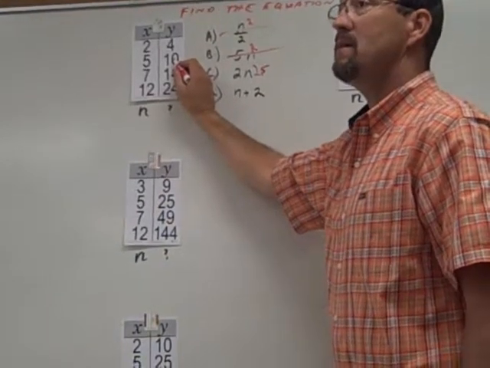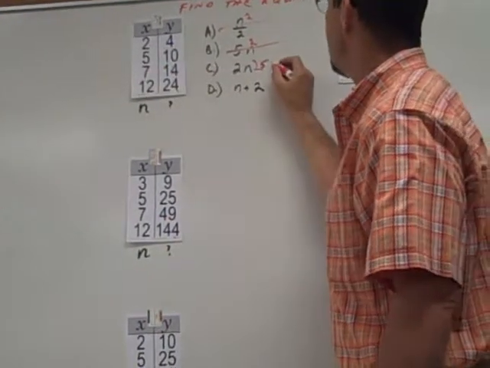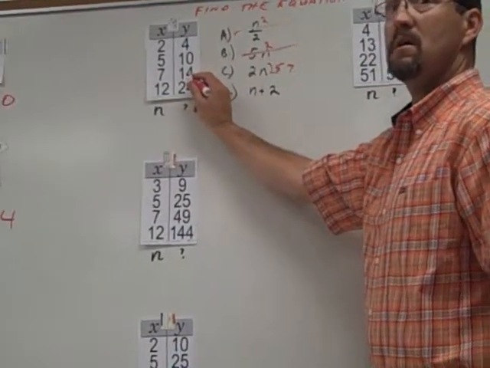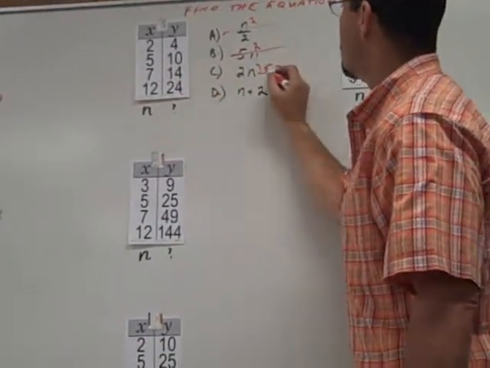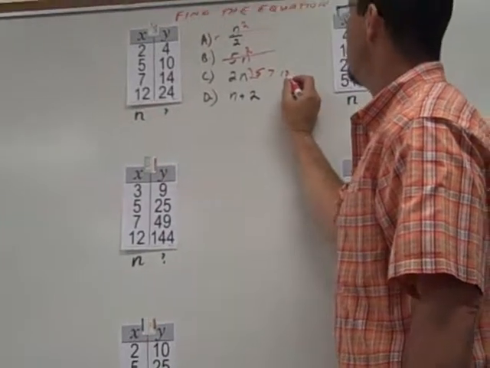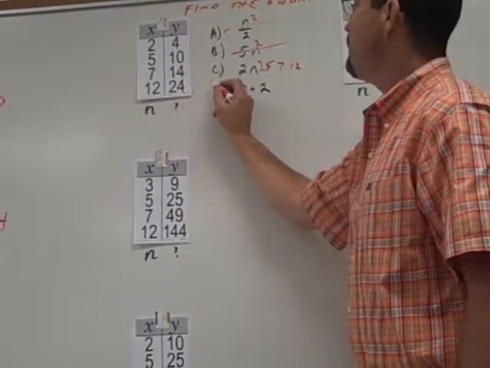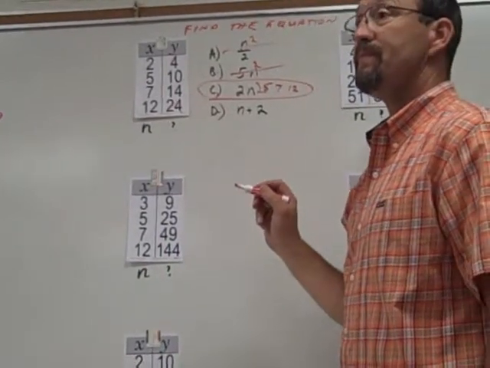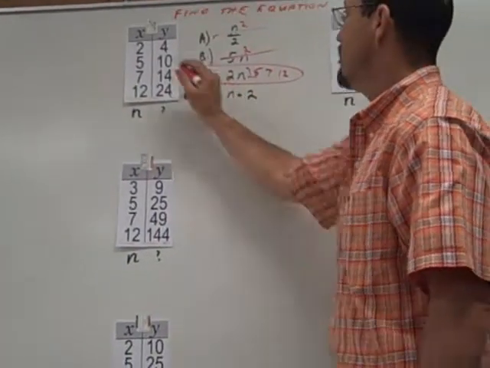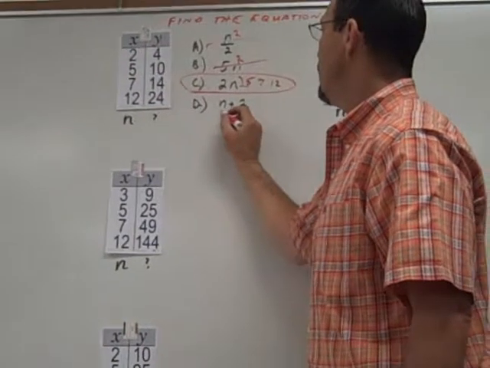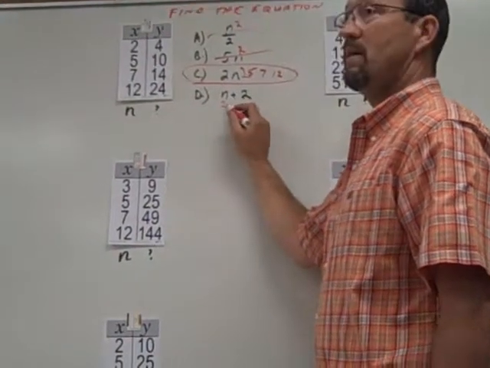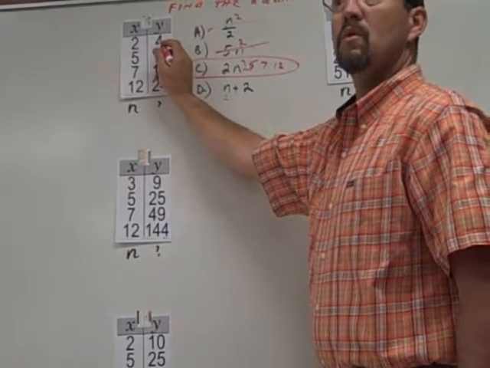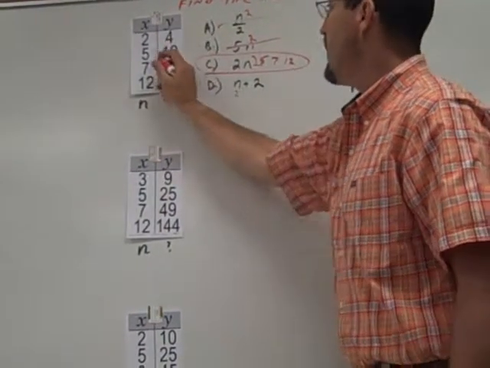Oh, you liking it? Put the next number in there. 7. 2 times 7. 14. Put 12 in there. 2 times 12. 24. What are y'all thinking? Ooh, I'm kind of liking that, aren't you? Let's double check this. Put 2 in here. Yes. 4. Oh, it works.